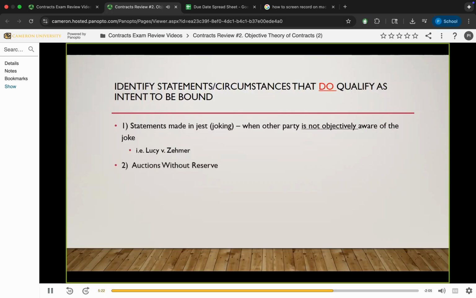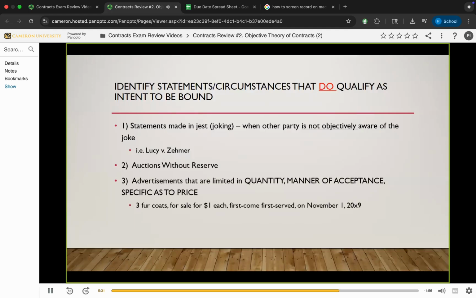Auctions without reserve do have intent to be bound. Again, I just refer you to the textbook on this one. And number 3, advertisements that are limited in quantity, manner of acceptance, and are specific as to price create an exception to our general rule on advertisements. So remember, our general rule is that advertisements lack intent to be bound. Advertisements under our general rule do not create an offer to the public. What we see on this slide is an exception to that rule.